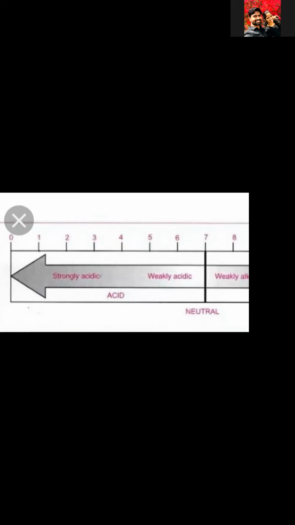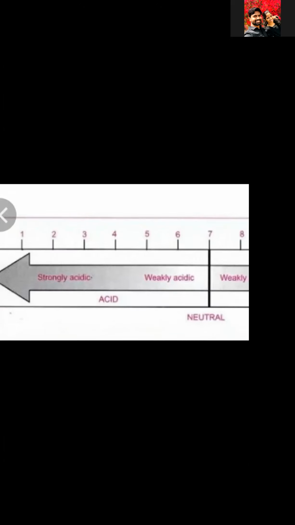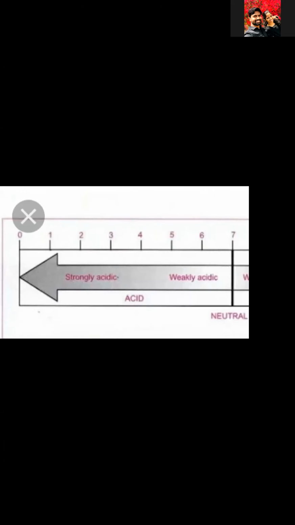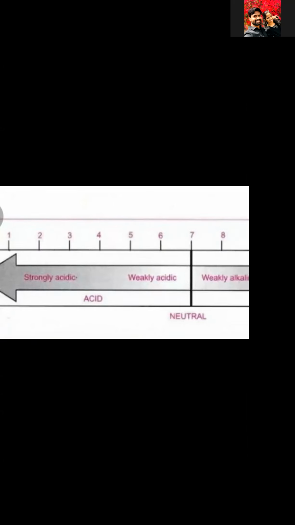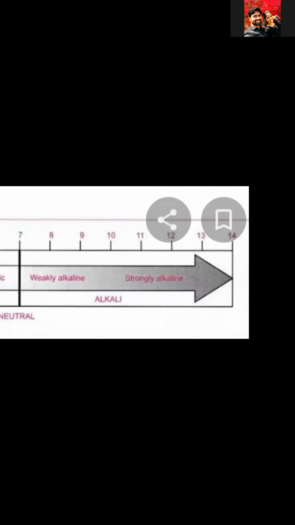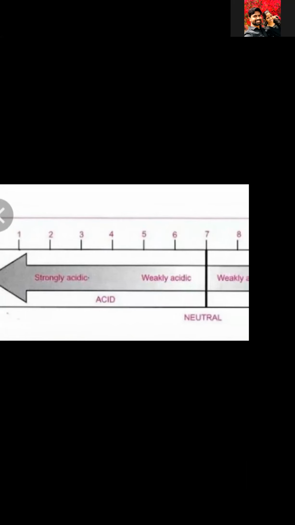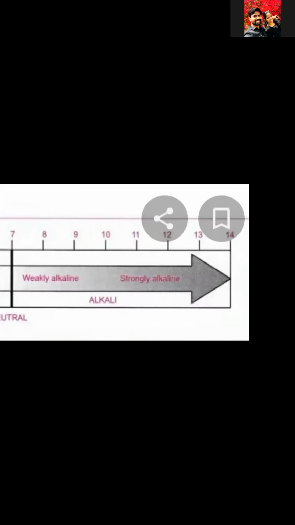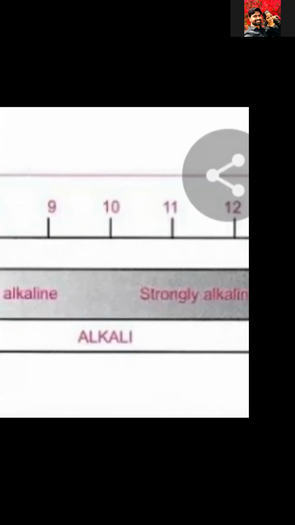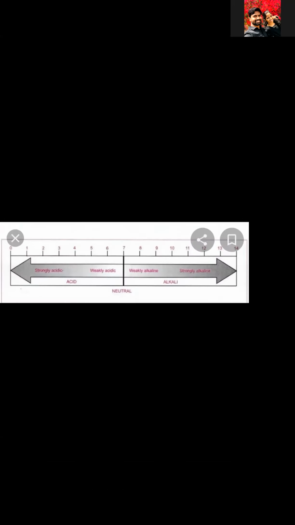If the pH is 0, it is highly acidic. If the pH is 1, it is also highly acidic. The greater number indicates it is weakly acidic, and you should not apply that here for basic nature. As the number is increasing, the basic nature is also increasing from 7 to 14, but it is quite opposite when it is coming to the acidic nature. As the number is decreasing, the acidic nature is increasing. Here, as the number is increasing, the basic nature is increasing. So you have to remember that.